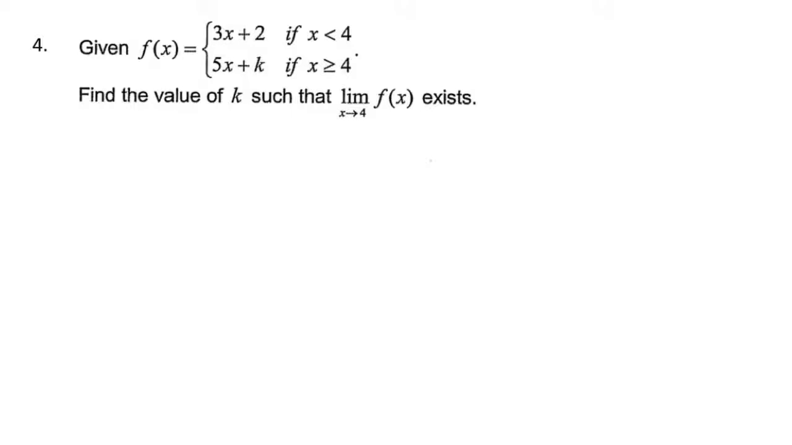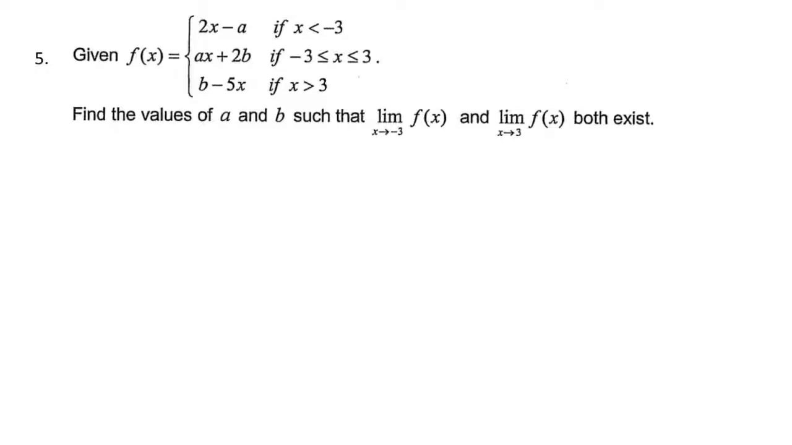Okay, now again we're trying to find the value of k so that the limit as x approaches 4 of the function exists, and this is just like earlier. You're going to plug in 4 to the top and bottom and set them equal to each other. So here we're going to get 12 plus 2, so I have 14 equals, and again here I'm going to plug in, so that's going to give me 20 plus k. So notice that k must be negative 6 for us to have that limit exist.